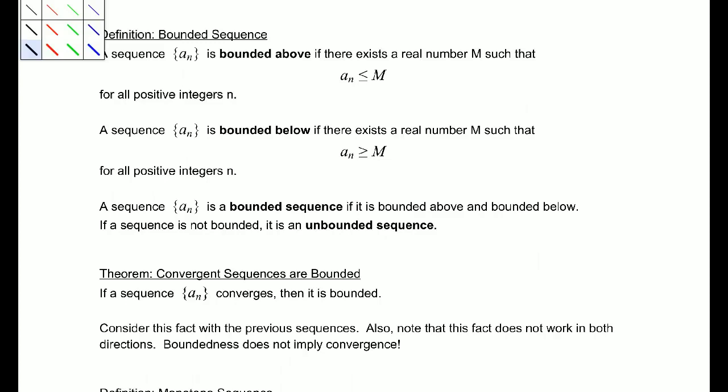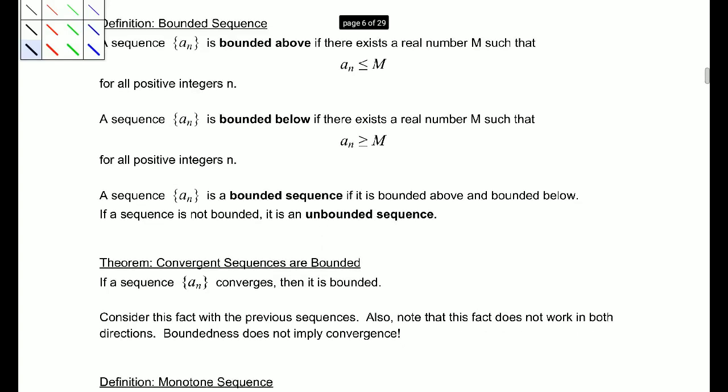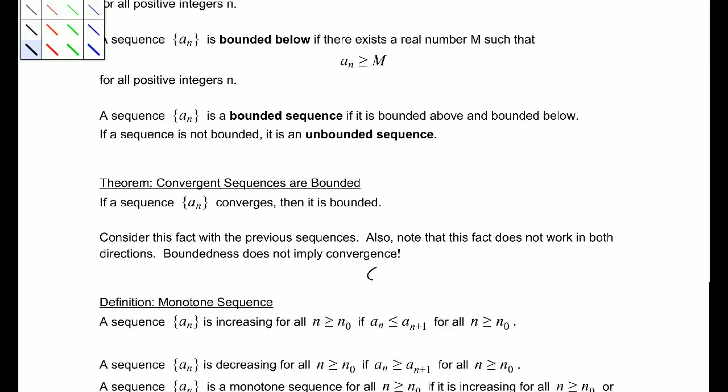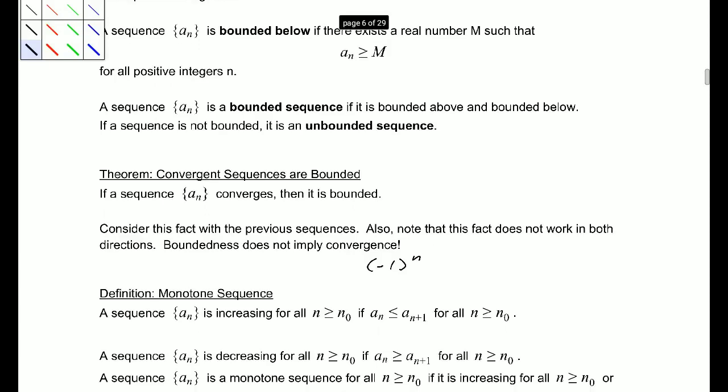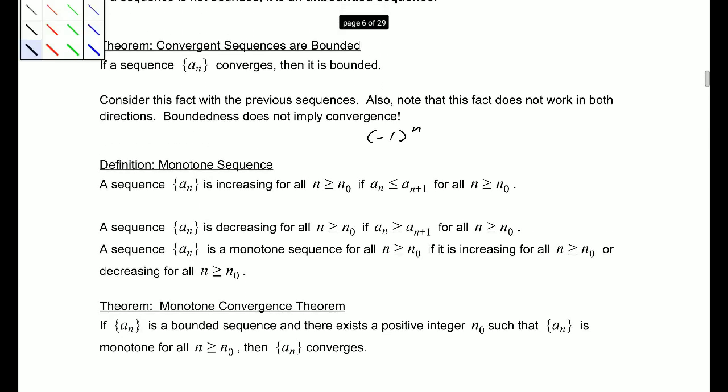Now this next thing is a very important fact. If a sequence converges, then it is bounded. However, just because something is bounded does not mean that it converges. Consider the alternating sequence. It bounces between -1 and 1. It's bounded, but it never converges. It's divergent.